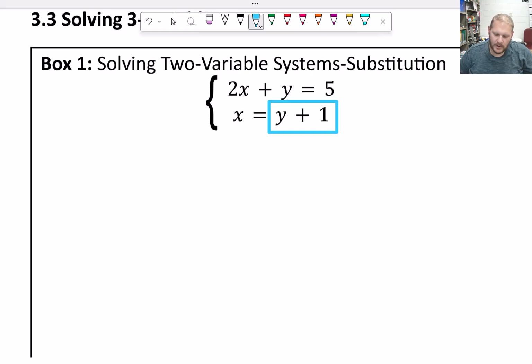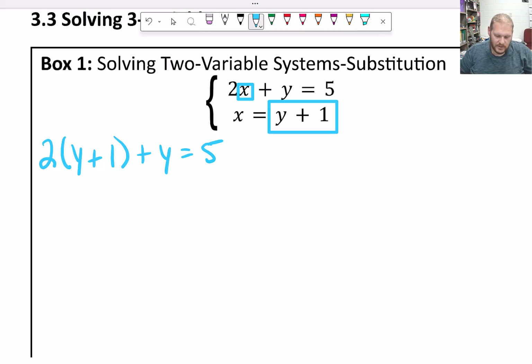That is going to be a key identifier that substitution is going to be the easiest method for solving that problem. So once I know that that's what x is equal to, in my top equation, I'm going to replace that x value with what I know it's equal to, y plus 1. So as I go through and do that substitution, I'm just replacing my x value with y plus 1, and the rest of my problem I do not change for that top equation.